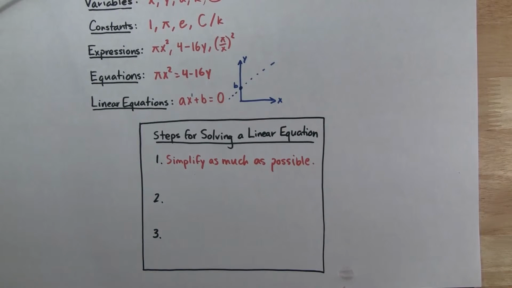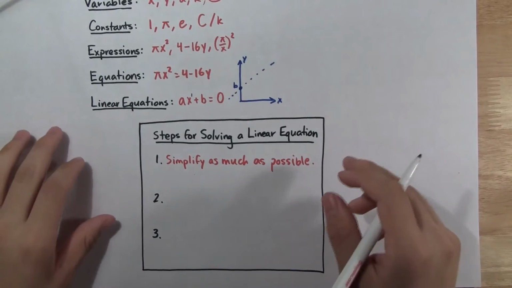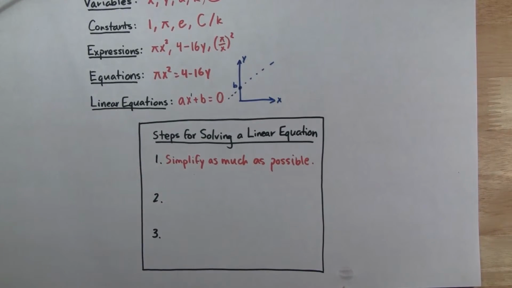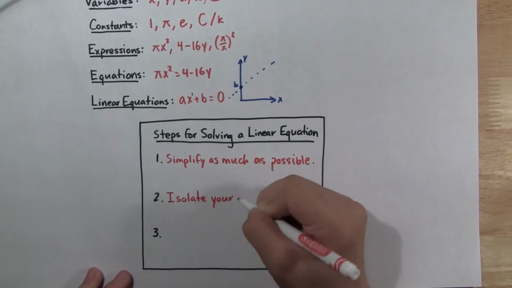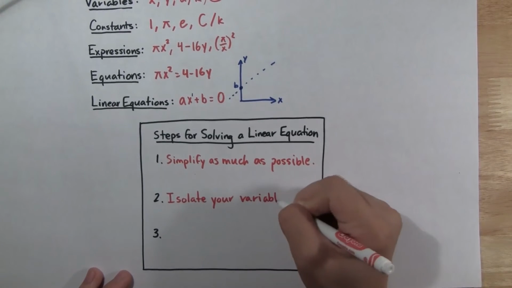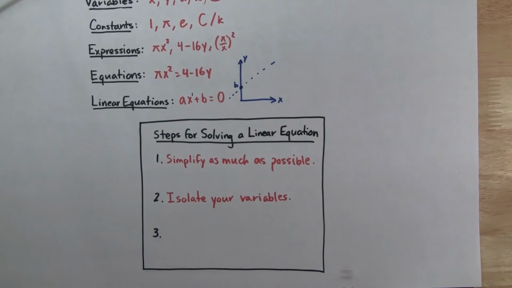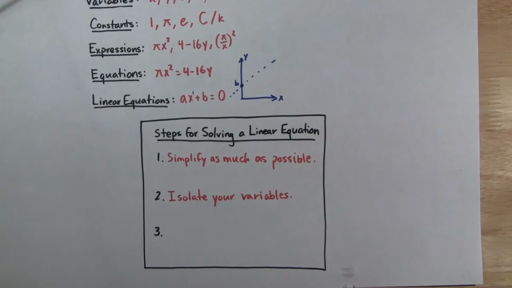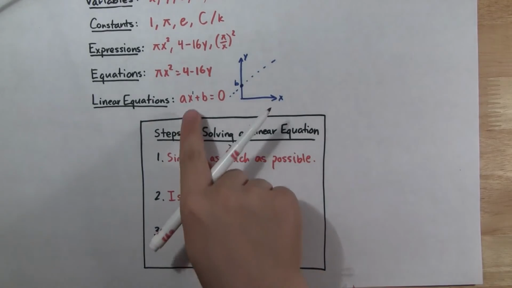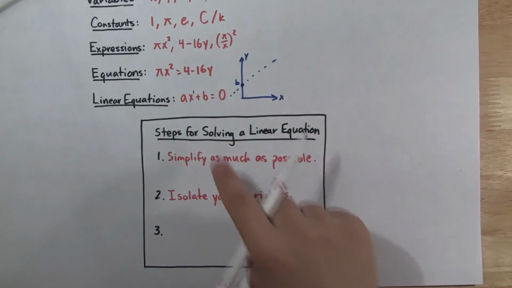So you might want to factor, distribute, multiply out the terms, because using that you'll be able to get the equation into something that looks more like a linear equation. And the second step would be to isolate your variables. We're going to talk about this more in the next video, but basically when you're isolating your variables, you're getting all the variables on one side, so the x's and the y's, and you're getting the constants, like 4, on the other side.